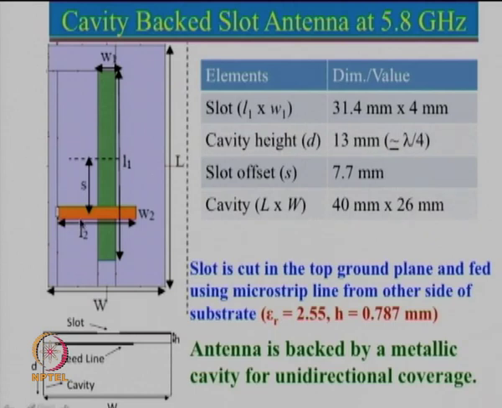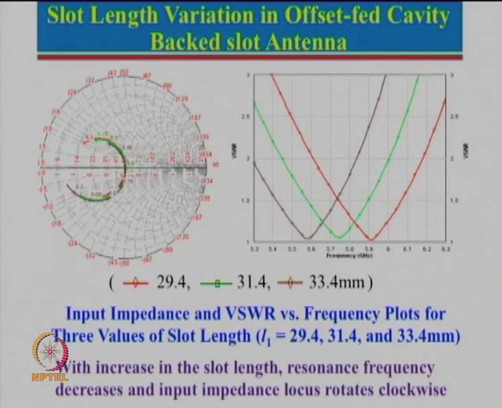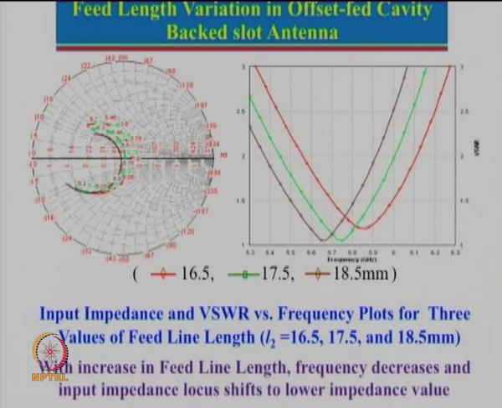So, this is the feed length variation. If we increase the feed length, we know that the current will be 0 here and the current will be maximum at this point. If the feed length changes, my feed point is over here, so the effective length is increasing. One can actually see that if the feed length is changing from 16.5 to 18.5, as the length is increasing, frequency is also changing slightly. So, one can use this parameter also to do the optimization for the slot length.